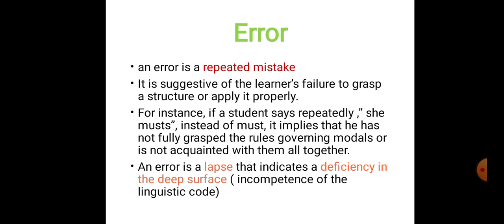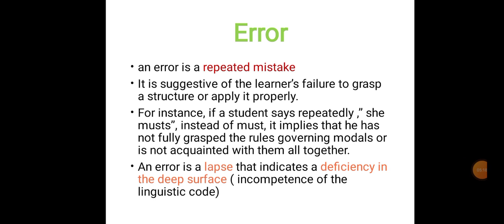It is a repeated mistake. It is suggestive of the learner's failure to grasp a structure or apply it properly. For instance, if a student says repeatedly "she must" instead of "must", it implies that he has not fully grasped the rules governing modals or is not acquainted with them altogether. An error is a lapse that indicates a deficiency in the deep structure. It is incompetence of the linguistic code. The learner lacks competence of the linguistic system of a language.